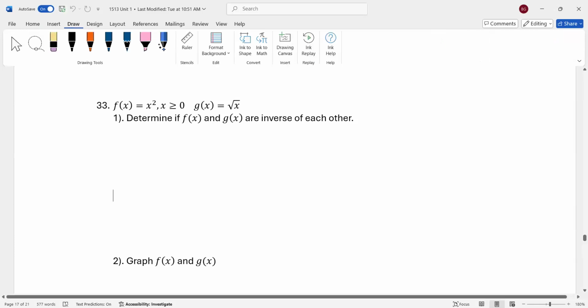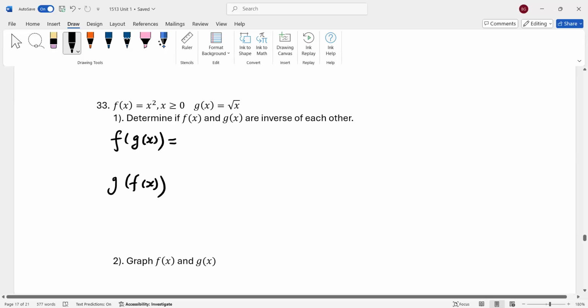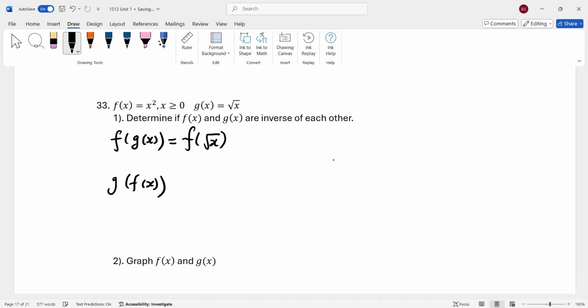To prove f and g are inverse of each other, we need to consider f of g of x, also g of f of x, to see if they are both x. All right, so let's see the first one, f of g of x. This composite function has inside function g, outside function f. Remember, when we process a composite function, we get rid of the inside function first. Inside function g of x is root x. We have f of root x, right?